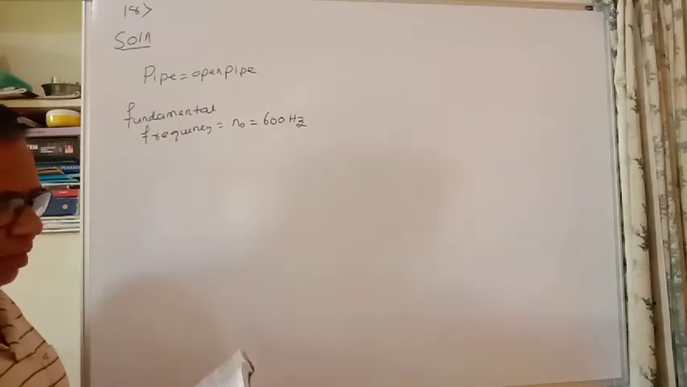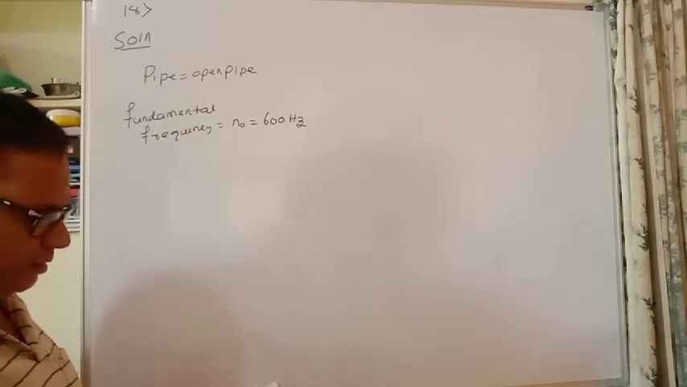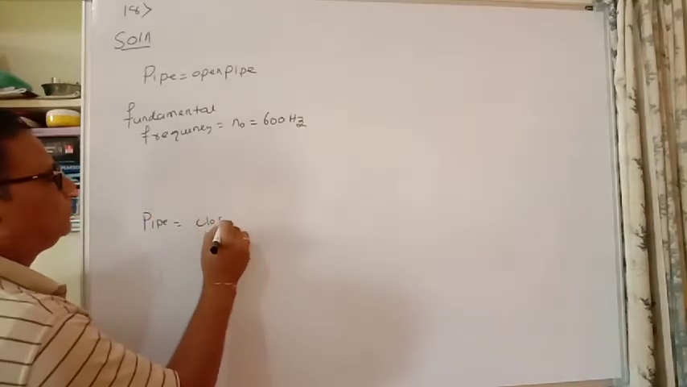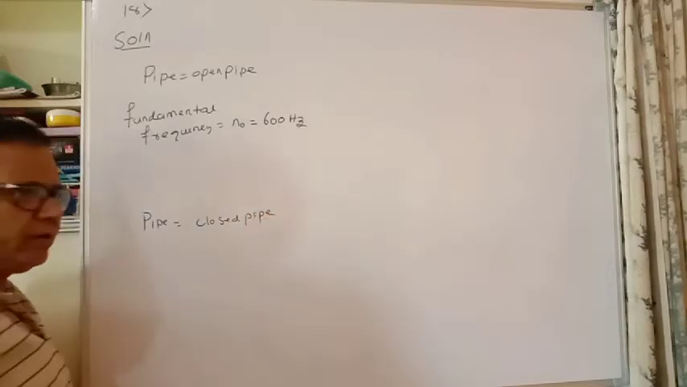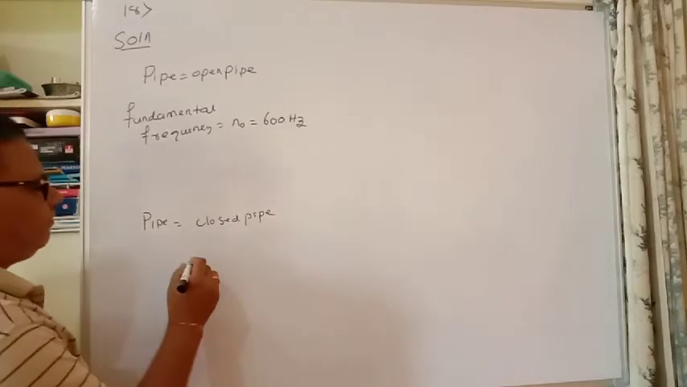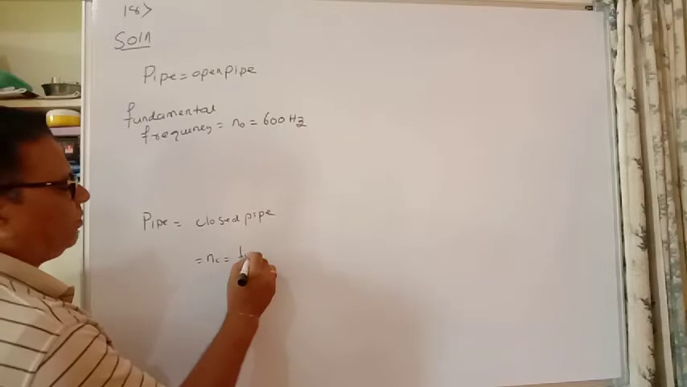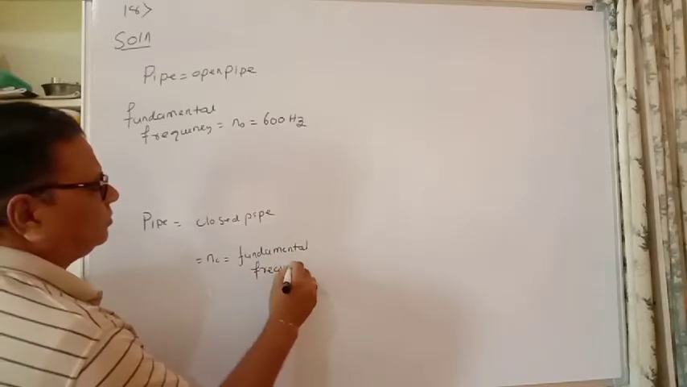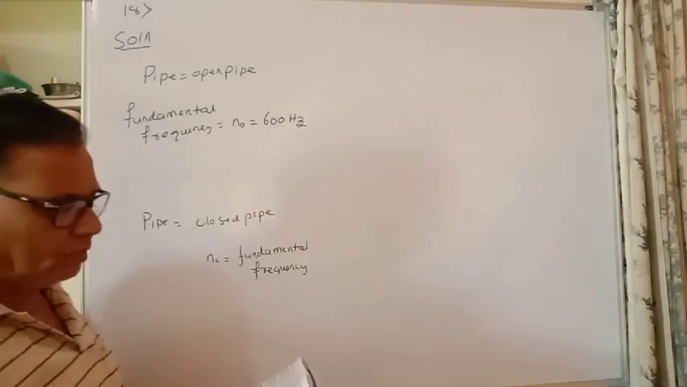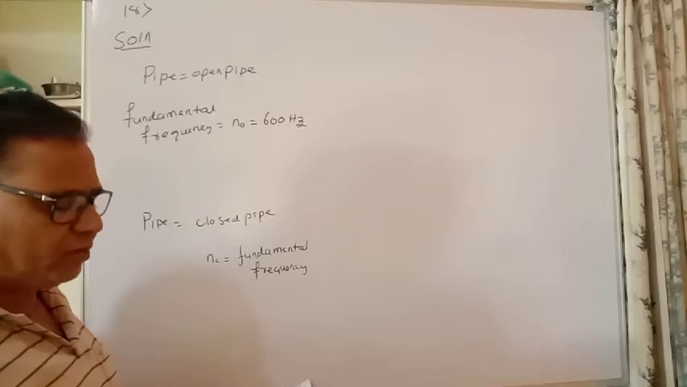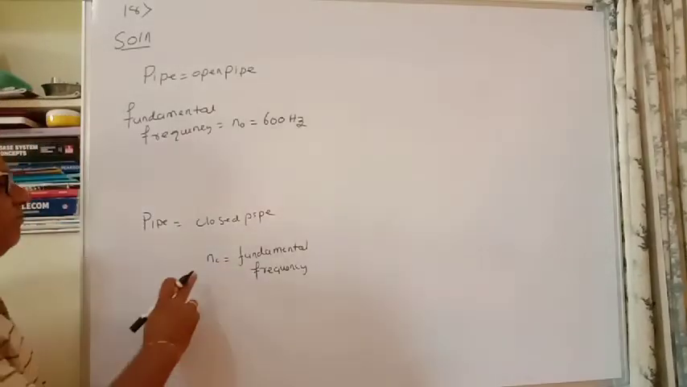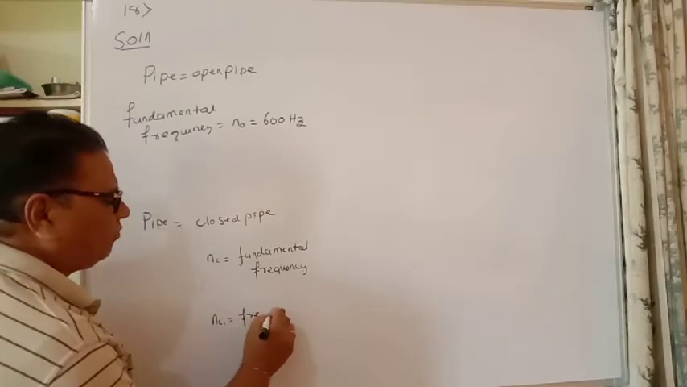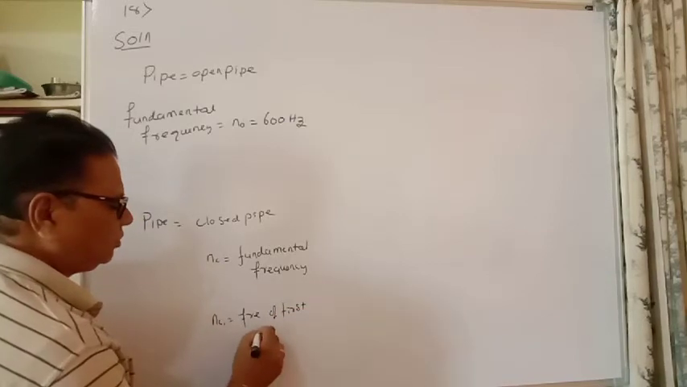Let us read further. The first overtone of a pipe closed at one end. That means we have another pipe which is a closed pipe. So let NC be its fundamental frequency. If NC is the fundamental frequency of the closed pipe, say NC1 is the frequency of the first overtone.